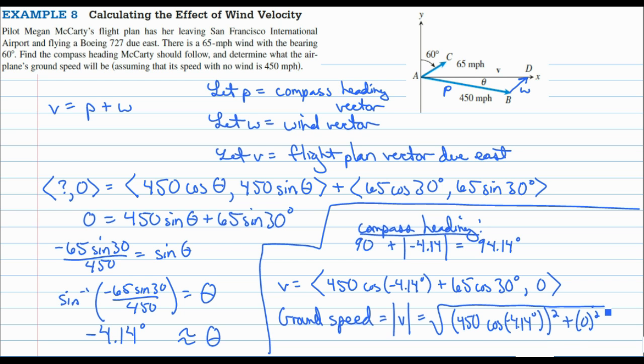So my ground speed is going to be the magnitude of this vector, which I get to be 505.12 miles per hour. If our compasses read that we're going 450 miles per hour at a direction of 94.14 degrees, and the wind is blowing us at an angle of 60 degrees at 65 miles per hour, we are actually going to be headed due east at a speed of 505.12 miles per hour. I'll let ground control know and make sure there's an open runway because we're going to get there early.